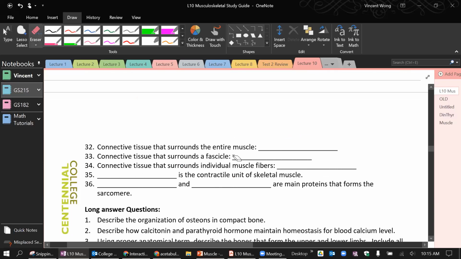Connective tissue that surrounds the entire muscle. We talked about this multiple times already. That's the epimysium. And the connective tissue that surrounds the fascicle, that would be the perimysium. Connective tissue that surrounds the individual muscle fiber, endomysium.